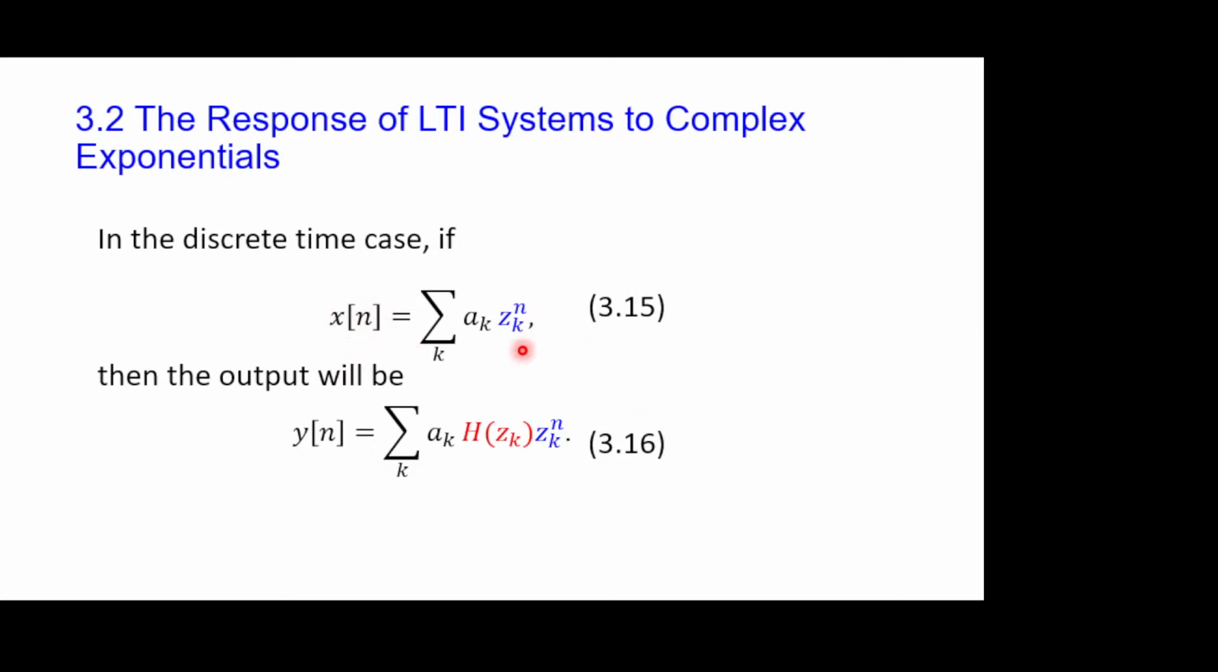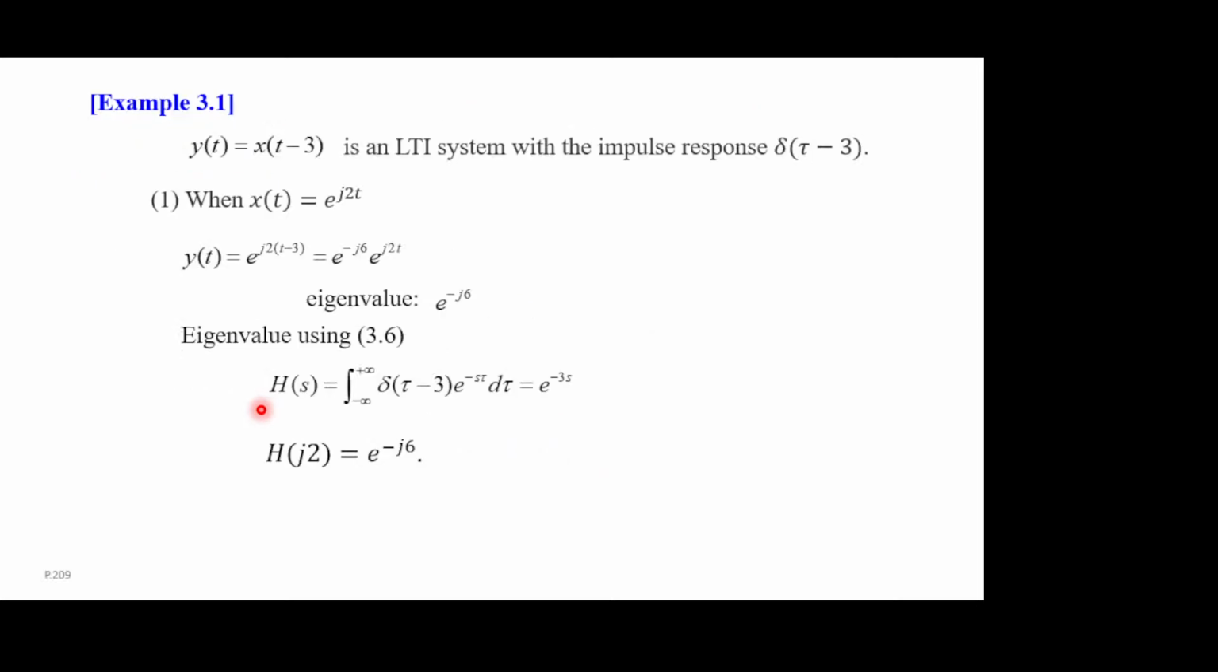And for discrete time it's very similar. If you can write your x of n as a summation of some zk to the n, then the output will just need to multiply with those eigenvalues in front of your zk to the n. Okay, question? No? Then if there's no question, let's see a very easy example of how the things are correct. Okay? So we have a very easy system here.